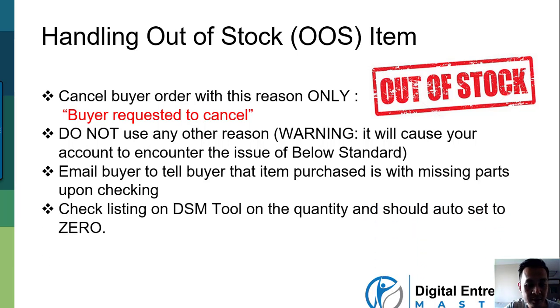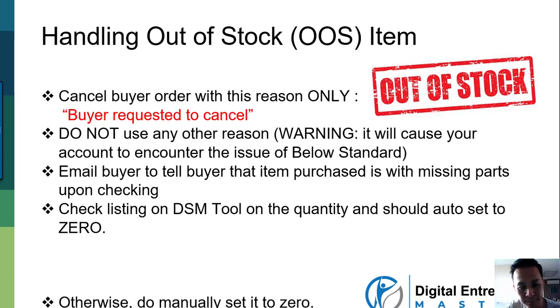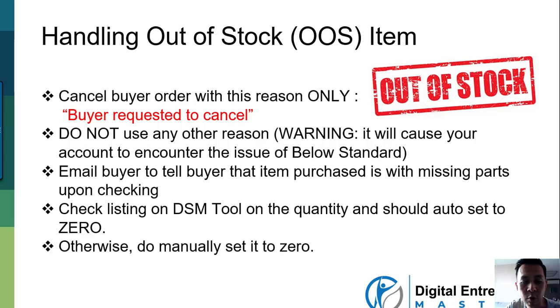Check the listing on DSM site on the quantity, and you should set it to 0 when you decided to email your customer. So never let your customer go back to the listing and check that actually you're still selling the product which you claim that it's out of stock. You will get an angry buyer and eventually get a negative feedback. If it's not set to 0, make sure that you manually set it to 0.